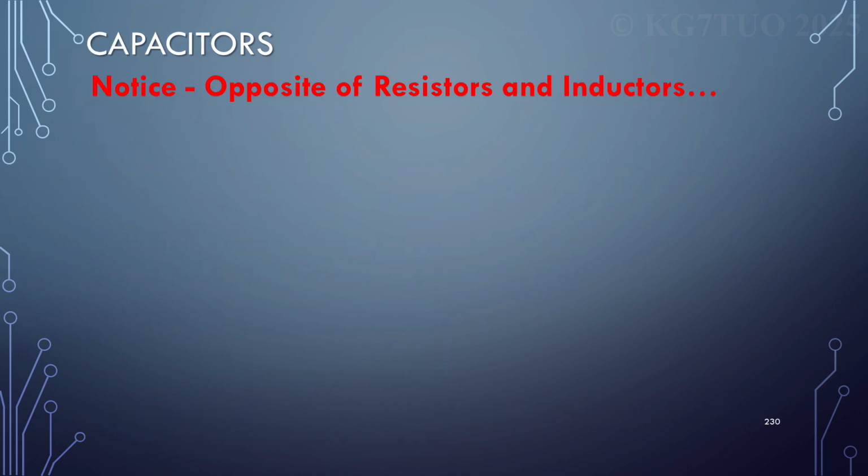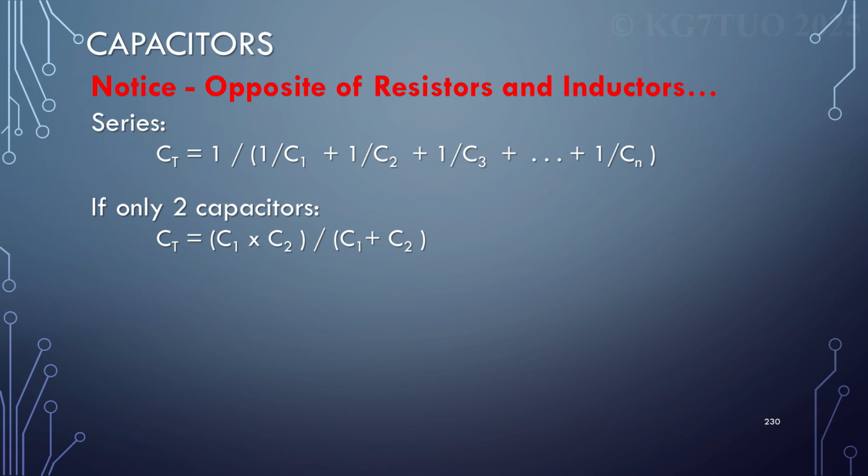Now notice the opposite of resistors and inductors is capacitors. It's the same formulas, but opposite, so the series and the parallel uses are swapped. You only really need to know 2 formulas and then which one applies to what. If there are only 2 capacitors in series, the total is C1 times C2 divided by C1 plus C2. And in general, it's 1 divided by C1 plus 1 divided by C2.